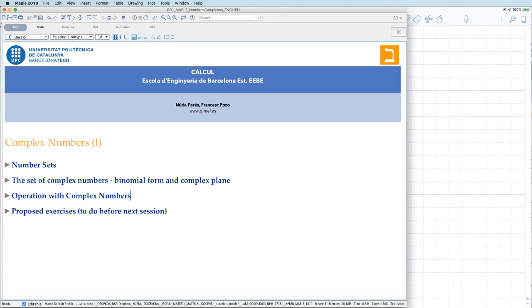In this video we're going to make an introduction about complex numbers. So we are going to see its binomial or standard form and how to represent them in the complex plane, and we start by looking at the operations.